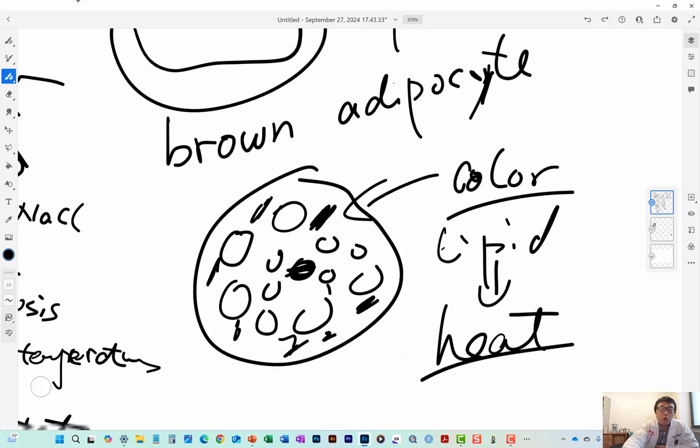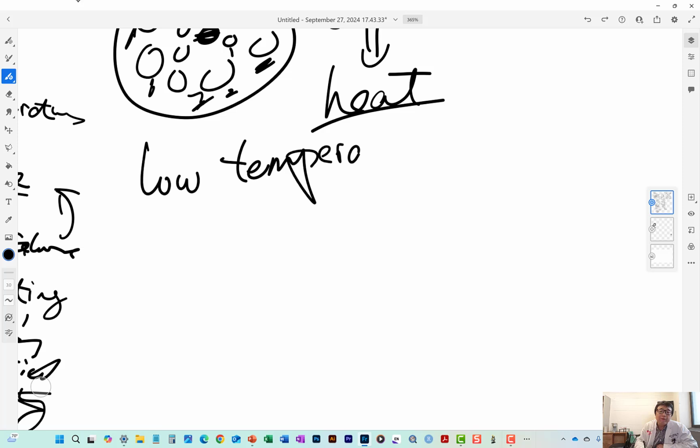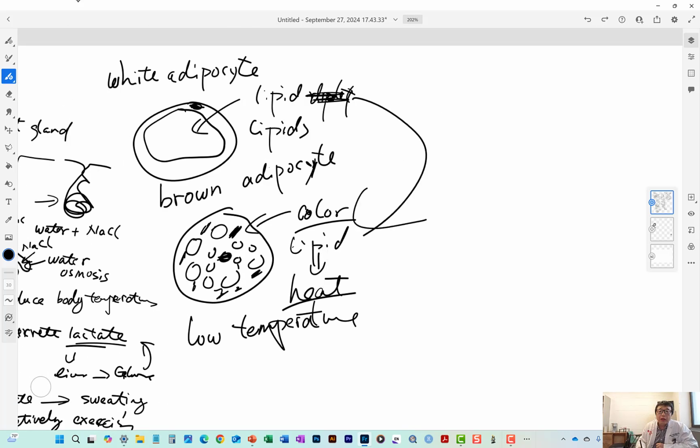But when we grow older and older, this brown adipose tissue becomes less and less. And nowadays, many scientists are doing research on how to convert white adipocytes into brown adipocytes. Some of the research indicates that a low temperature will convert the white adipocytes into brown adipocytes. This is called browning. Okay, I think I forgot one thing.